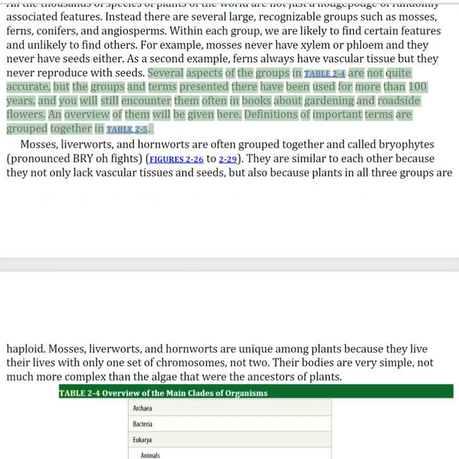Several aspects of the groups in Table 2.4 are not quite accurate, but the groups and terms presented there have been used for more than 100 years, and you will still encounter them often in books about gardening and roadside flowers. An overview of them will be given here. Definitions of important terms are grouped together in Table 2.5.